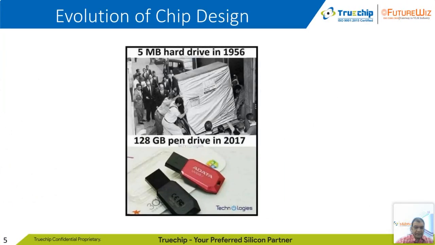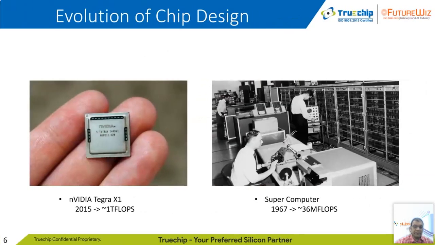So in this, we see a 5 MB hard drive in 1956 compared to a 128 GB pen drive in 2017. Now I think maybe a terabyte might be available. It's a little old image here. So imagine the amount of storage that we've packed now, the amount of power saving that has been done, the amount of space saving that has been done. So this is the power of the chip design industry, how it is going to revolutionize our world.